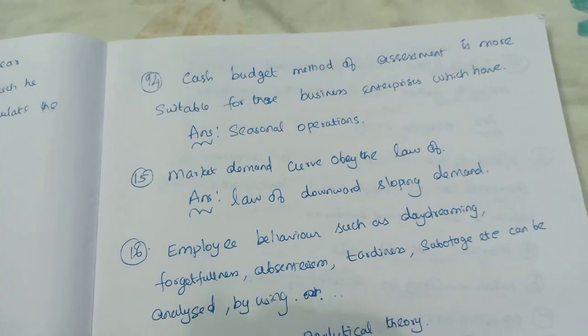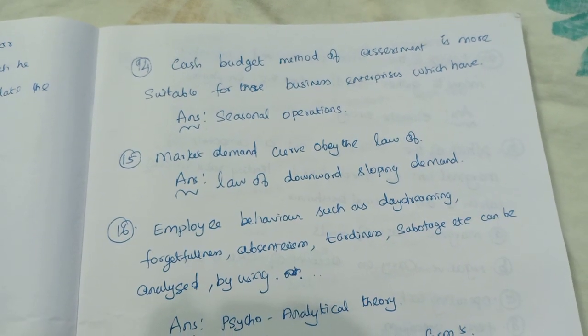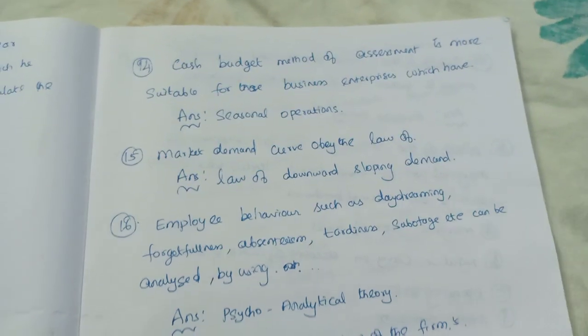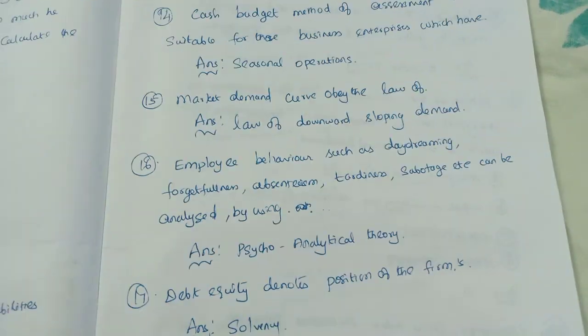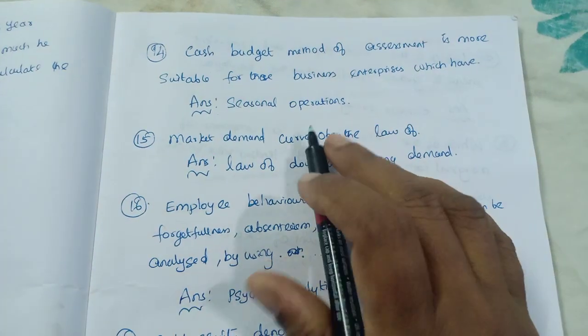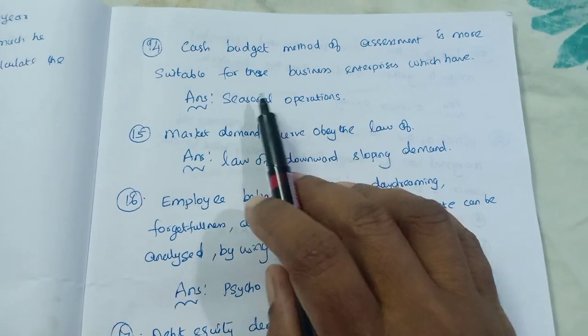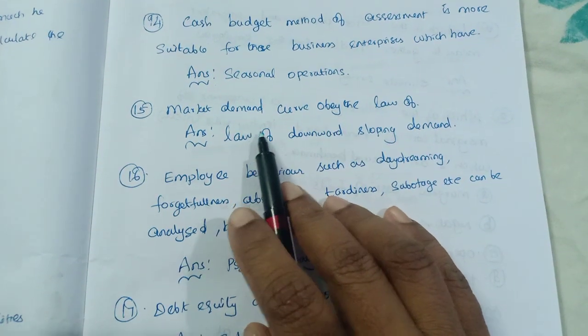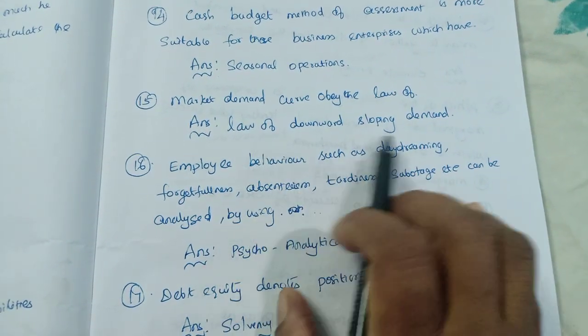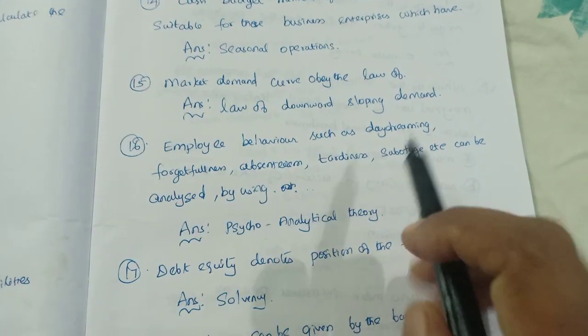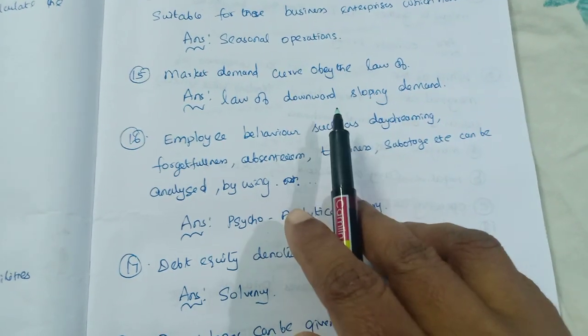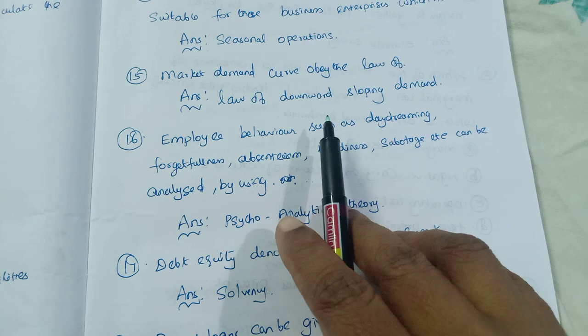Next one, cash budget method of assessment is more suitable for business enterprises which have seasonal operations. So for seasonal operations, like education institutions, the cash budget method is applicable. Next one, market demand curve obeys the law of downward sloping of demand. Supply curve depends on the law of diminishing returns.